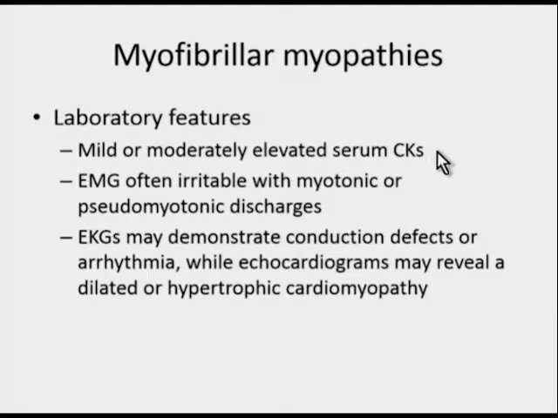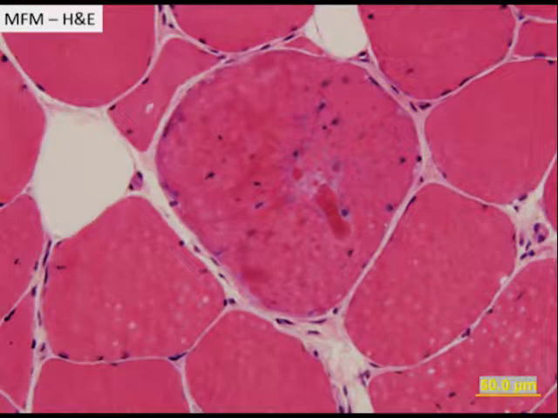They may have moderately elevated serum CKs, and the EMGs are often irritable with myotonic or pseudomyotonic discharges. And they, on EKG, may have conduction defects or arrhythmias. And echoes may show dilated or hypertrophic cardiomyopathies. Microscopically, what we see on H&E is, again, the hallmark of an abnormal muscle, quite a bit of variability in myofiber diameter. Here's a very wide fiber and a very angulated small fiber here.